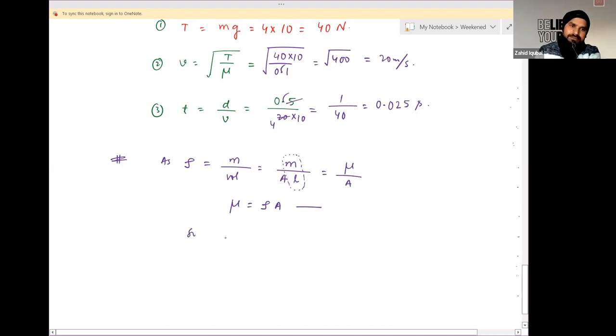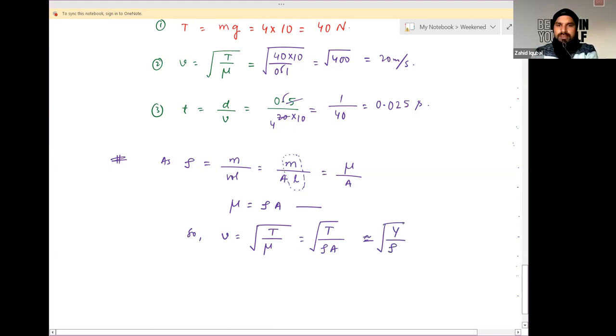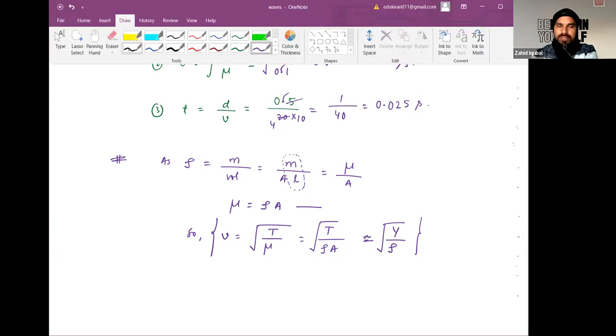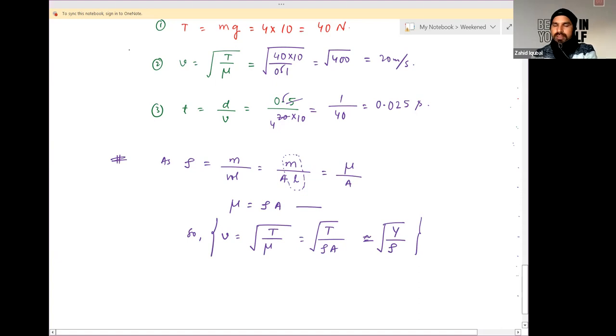So velocity equals root under tension divided by mu. So it should be equal to root under T divided by rho times A. You may transform this relation as Young's modulus divided by rho. So from this part, we can say velocity of transverse wave will depend upon elasticity in length, and that will be defined only for solid. Hence, it can travel through solid, that is on a string, wire, or rope.